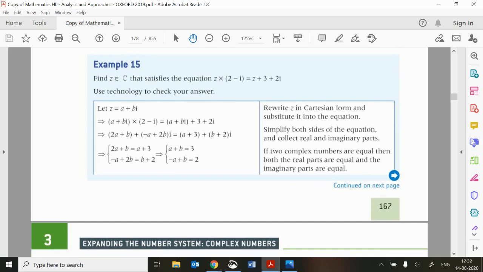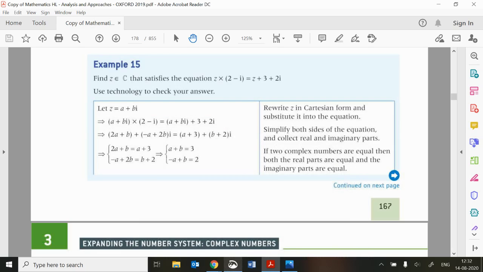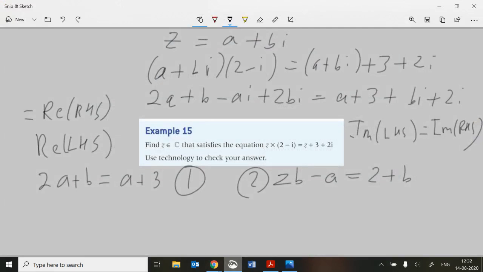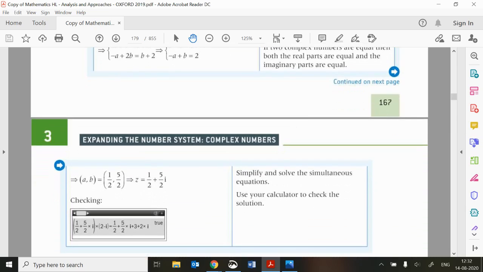You can see they're getting 2a plus b is equal to a plus 3. Just check that I've got that right. Yeah. And we've got minus a plus 2b is equal to 2 plus b. And there we go, we're ending up with two simultaneous equations. And the set of solutions there, 1 and 5 over 2. Of course, that leads to the same solution as we had before. You can check that on your calculator.